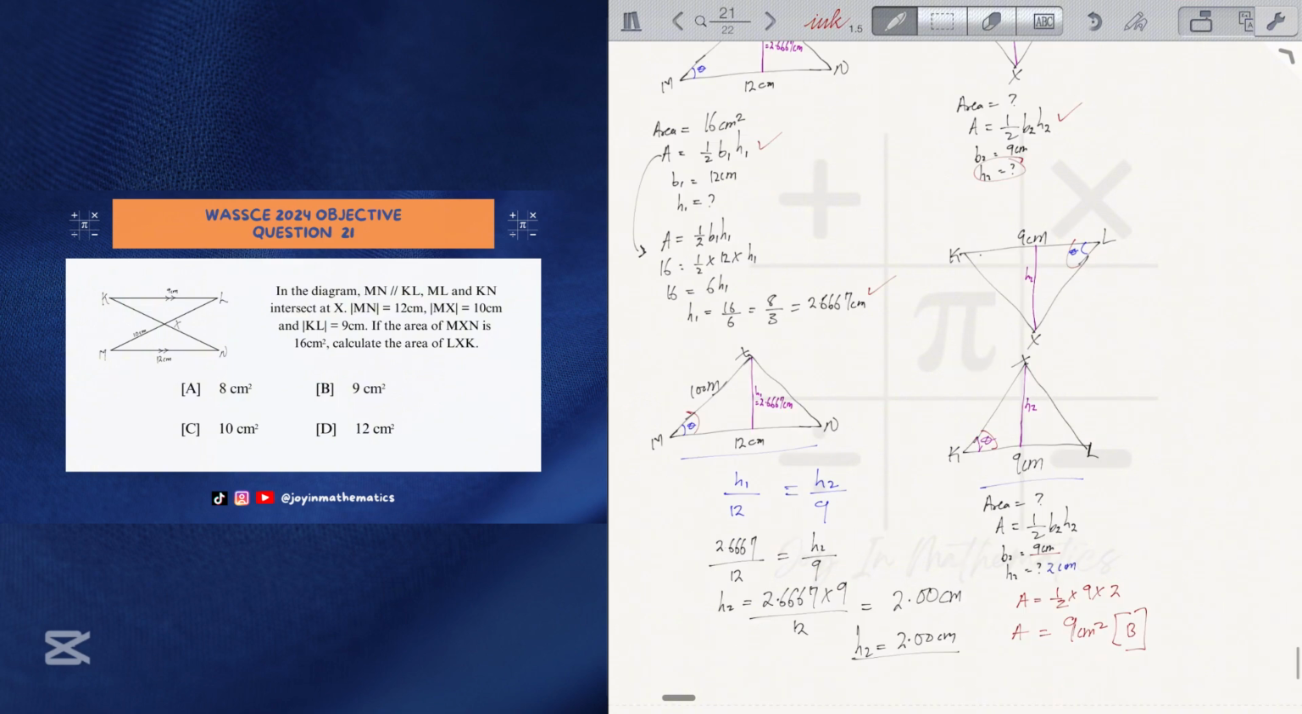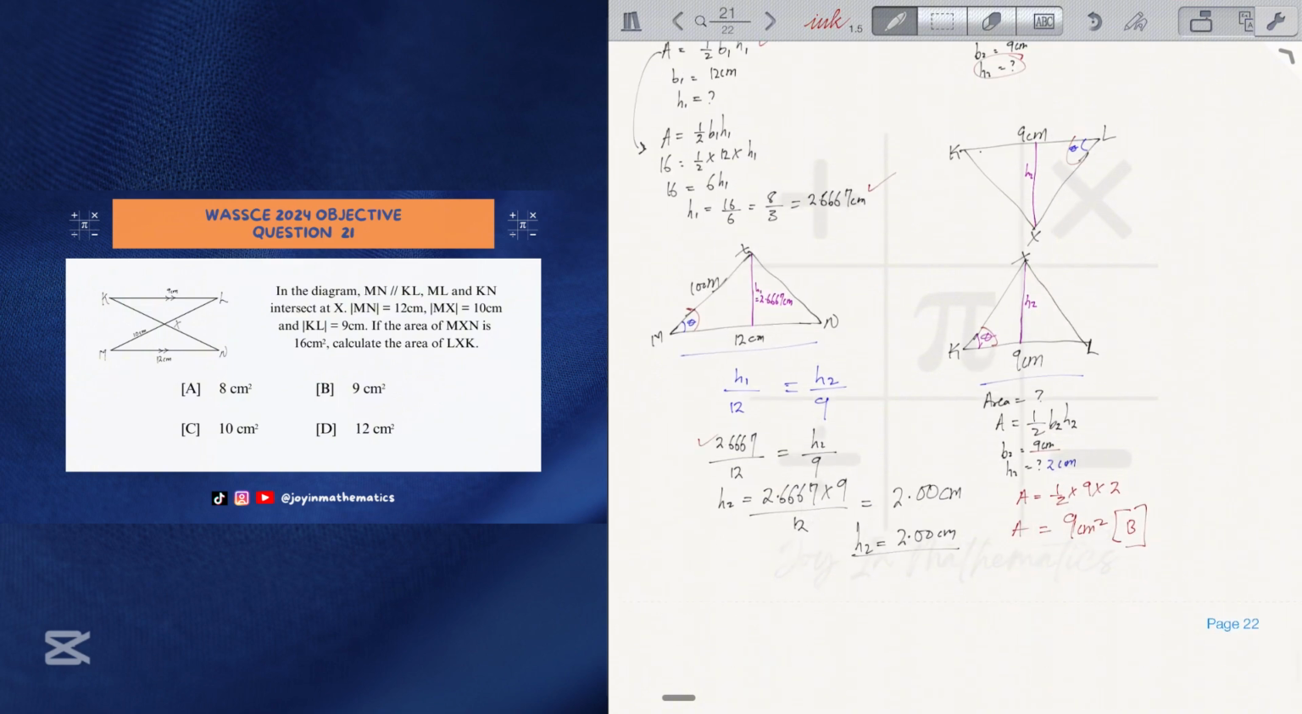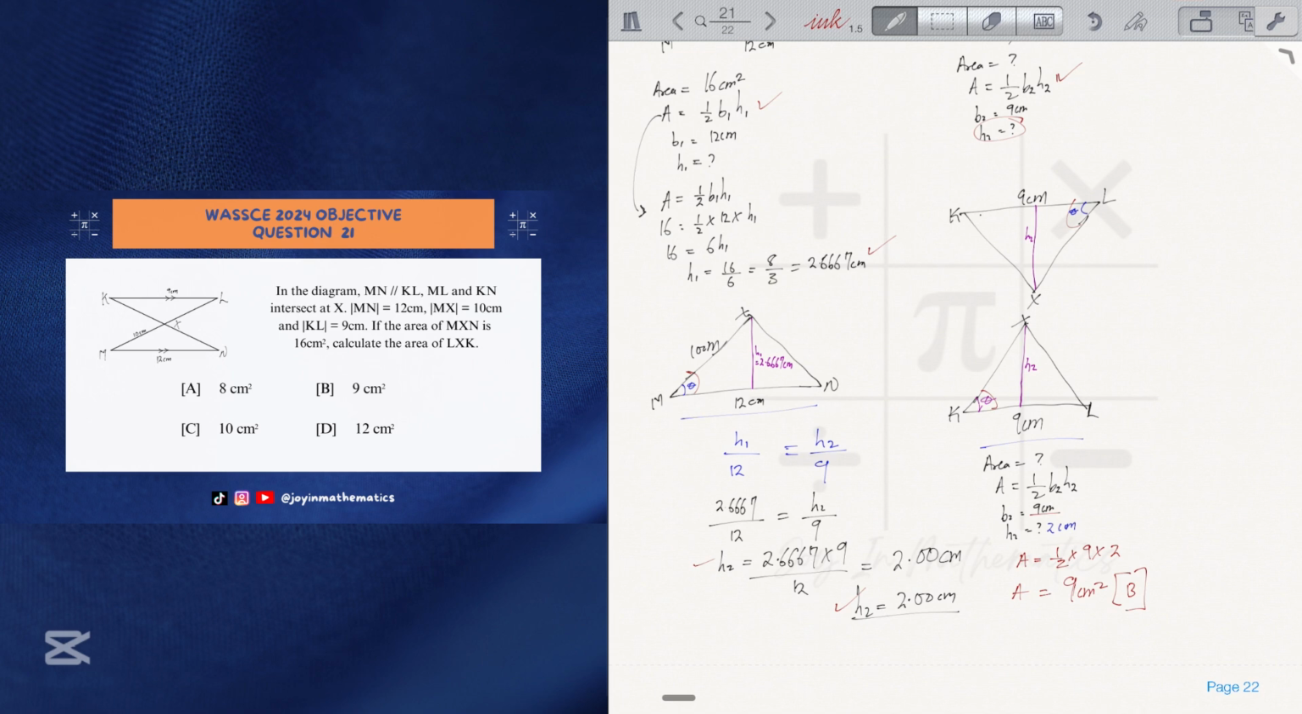So we have evaluated h1 to be 2.6667, and then we can evaluate h2 to be equal to 2.6667 multiplied by 9, and we'll have h2 to be 2.00 centimeters. And since we know the formula of the area we're looking for, that's half base, half b2, multiplied by h2, we'll have the result to be 9 centimeters squared, which is equivalent to option B.